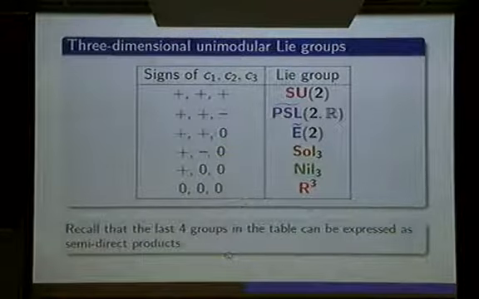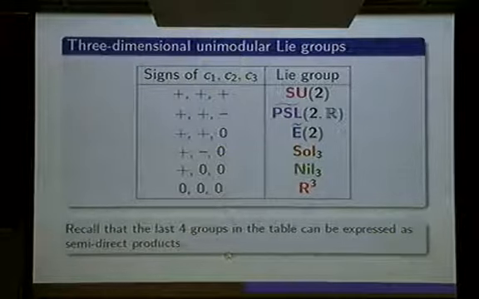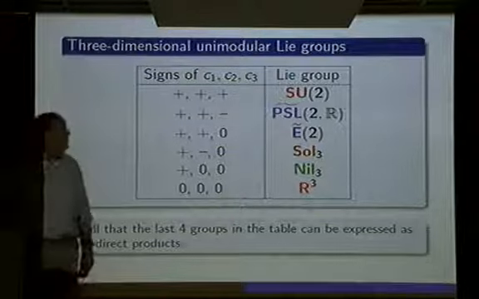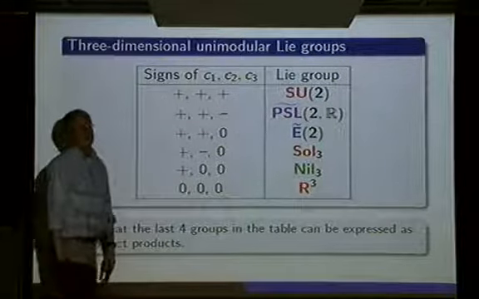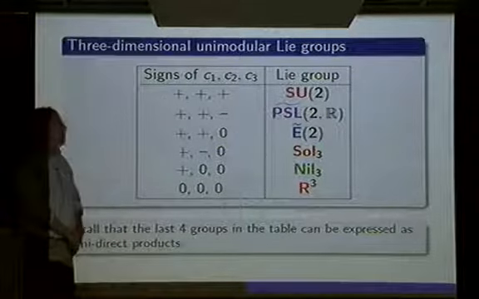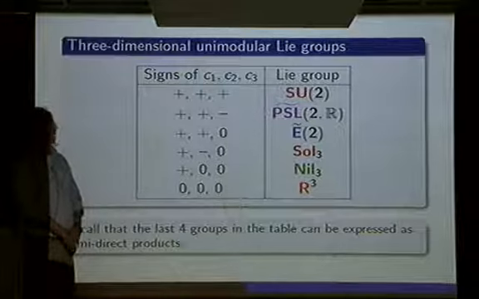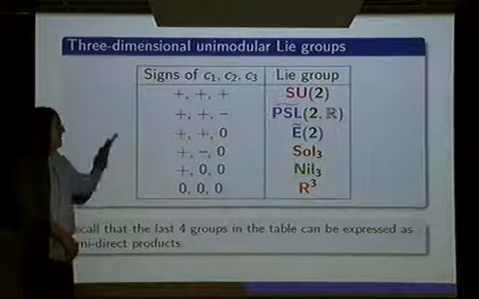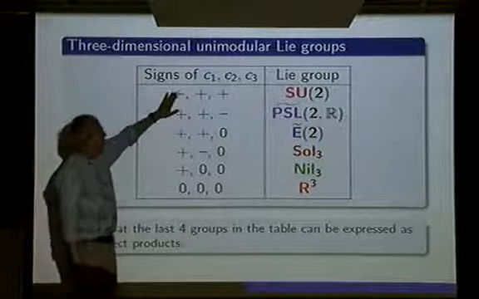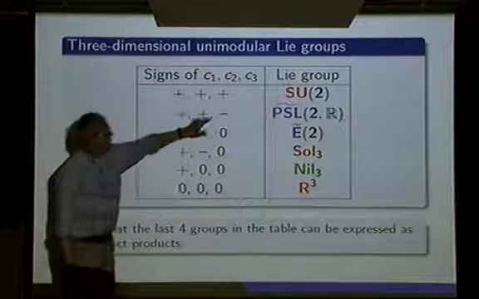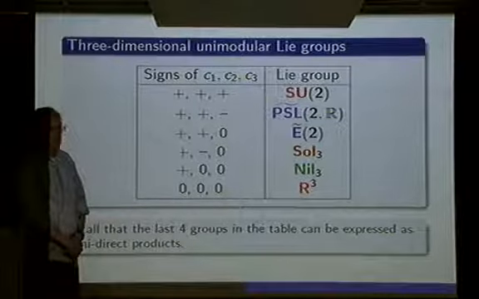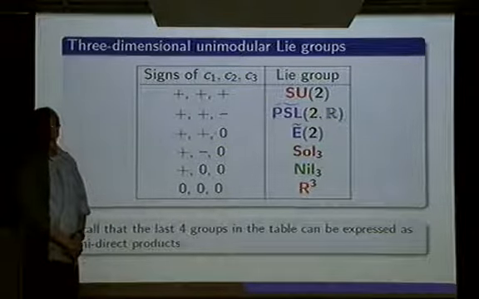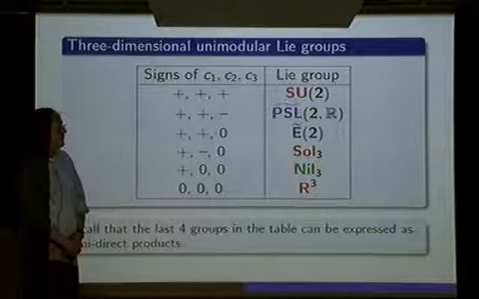So what do we have? Then it's just a question of classifying the different signs of the constants to understand what the group structure is. So we have 3 pluses. That gives us the group SU2, which has a bunch of different ways to describe it: the universal cover of SO3, unit length quaternions, SU2. If you have plus plus minus, we get the group structure of PSL2R tilde, the universal cover of the projective special linear group.